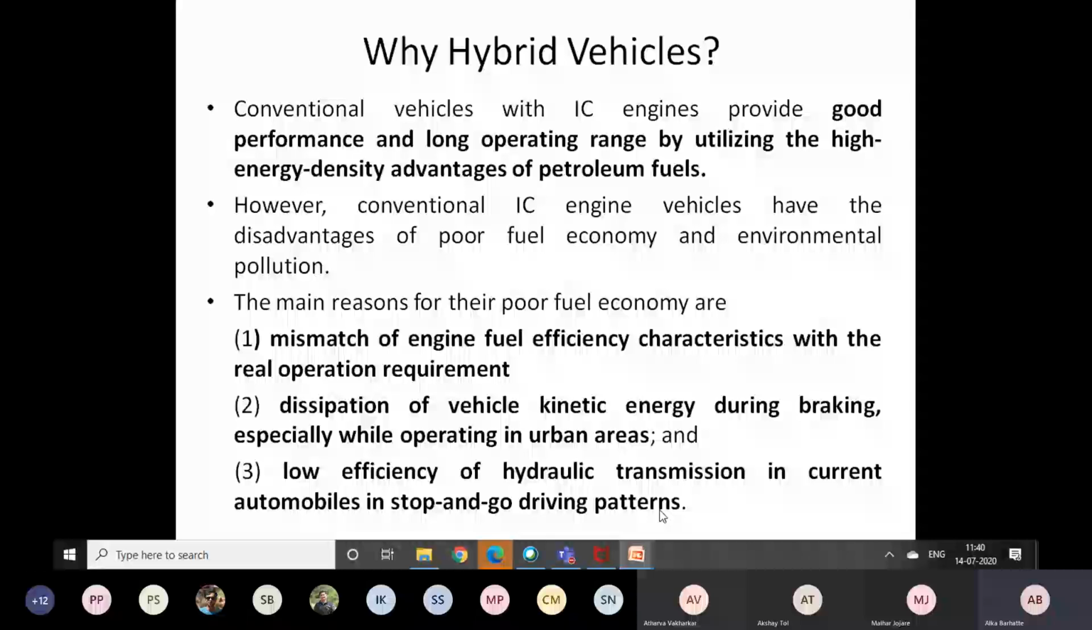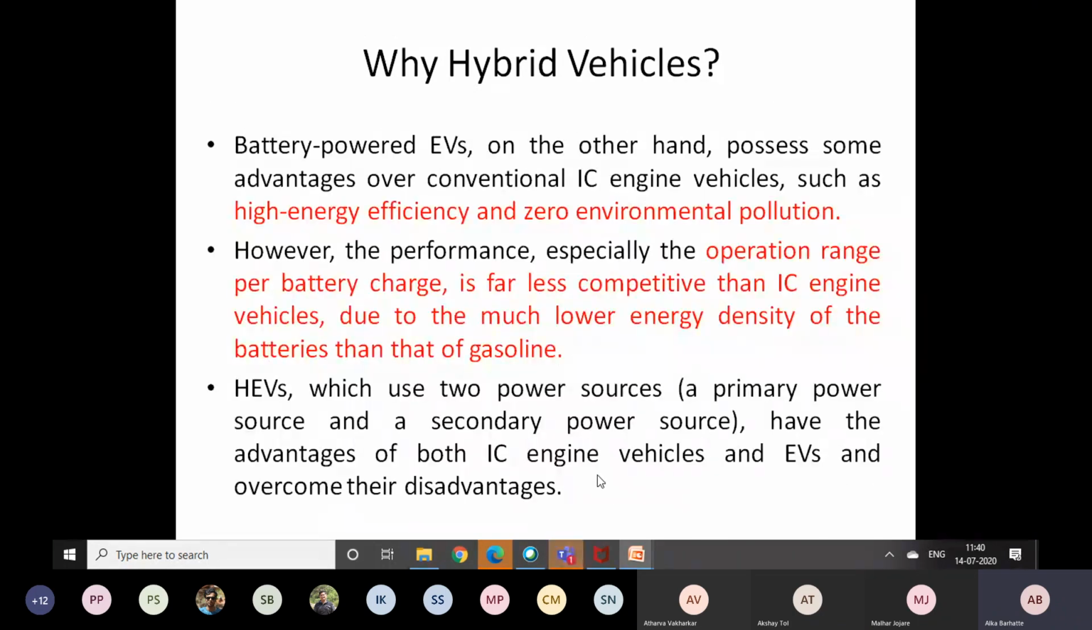Another reason is the low efficiency of hydraulic transmission in current automobiles in stop and go driving patterns. Whenever your vehicle is halted or stopped, the engine is still working, so it is consuming engine power. That can be utilized again in the case of hybrid engines.